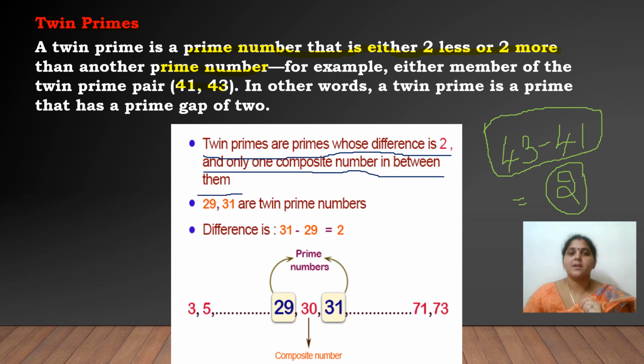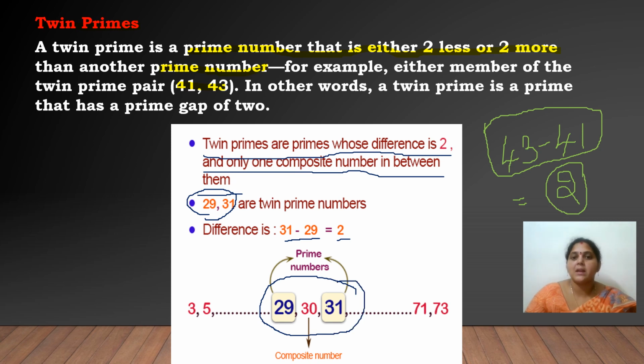For example, here I have taken 29 and 31 as twin prime numbers. The difference is 31 minus 29. What is the difference you are getting? You are getting 2. Now if you observe here, 29 and 31, in between them you have the number 30. And what is this number 30? It is a composite number.